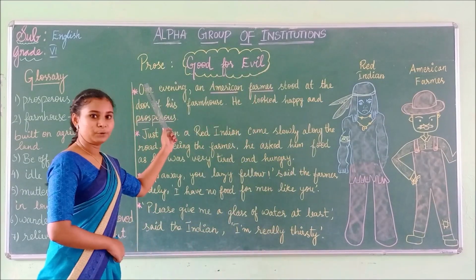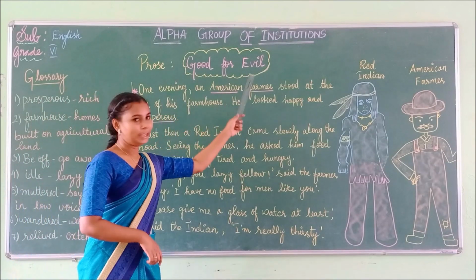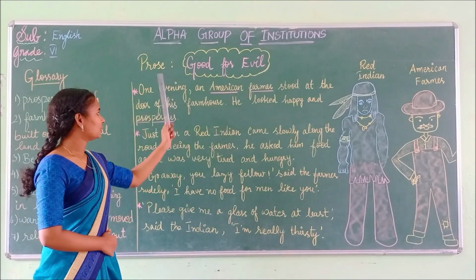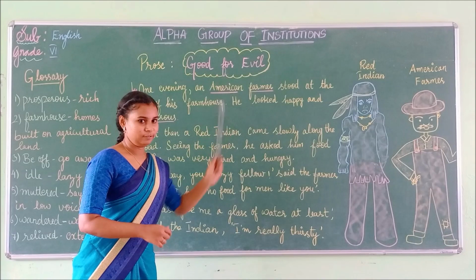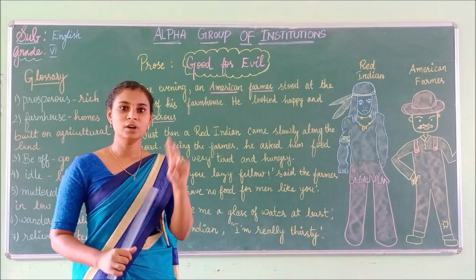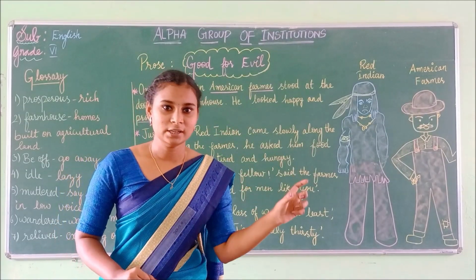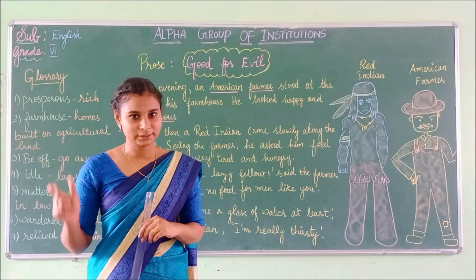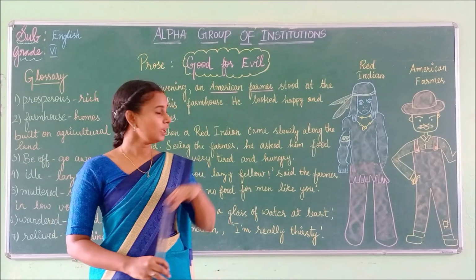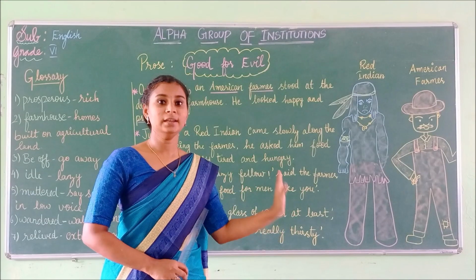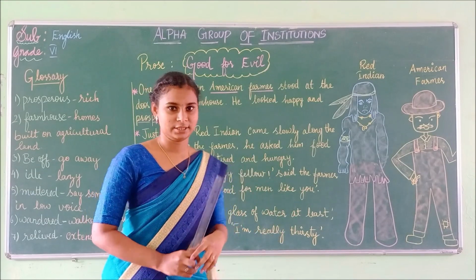The name of the prose is Good for Evil. Repeat it, children. What's the lesson? Good for evil. Okay, so here we have two characters. One is an American farmer and the other one is a Red Indian. So before going into the lesson, we shall see the hard words.